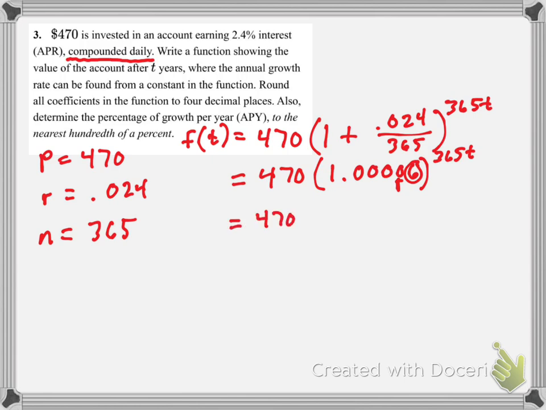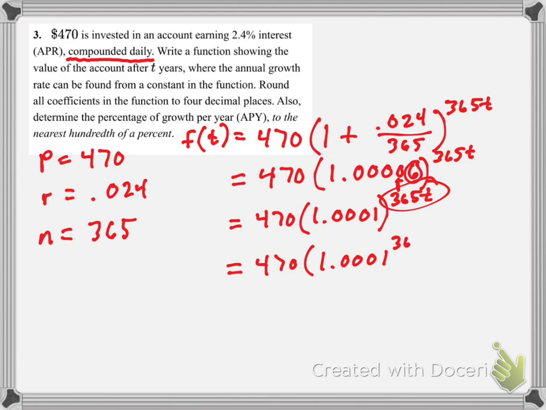Oh my goodness. So I have 1.0001 to the 365t power. This will be interesting. Okay, rip that apart. So 470 times 1.0001 to the 365 power to the t. This should be interesting. 1.0001 to the 365 power.